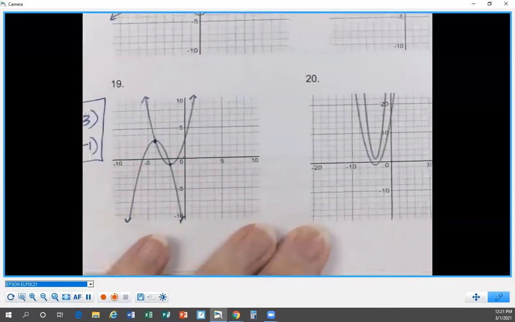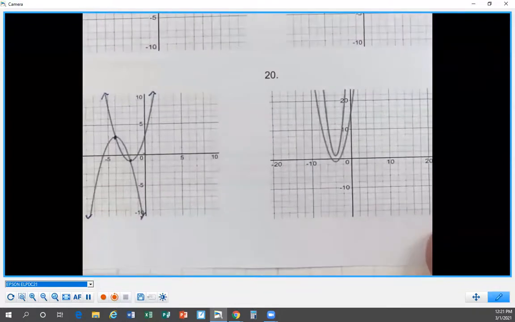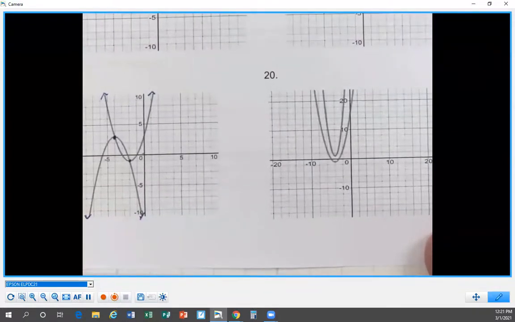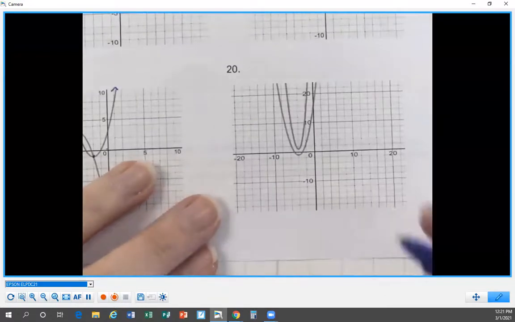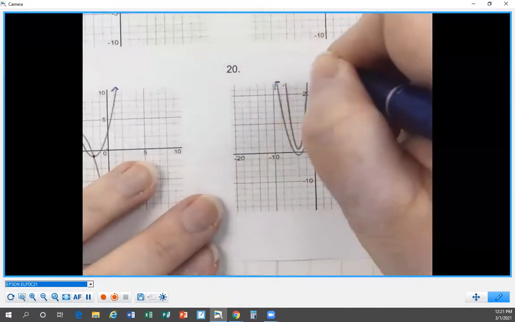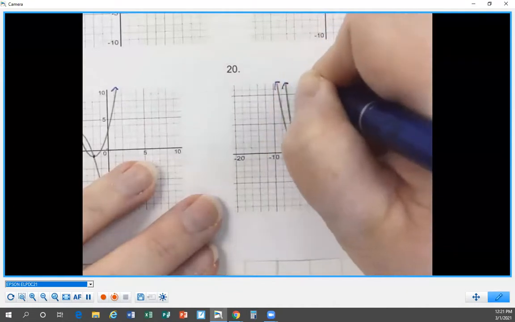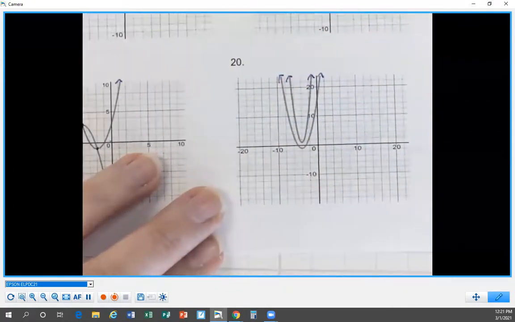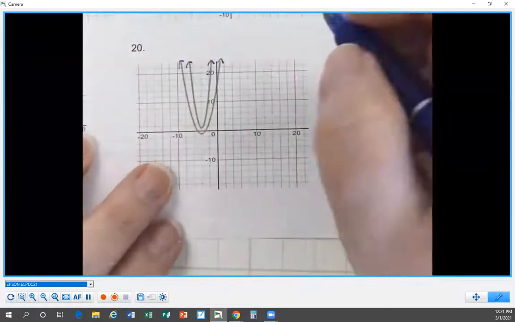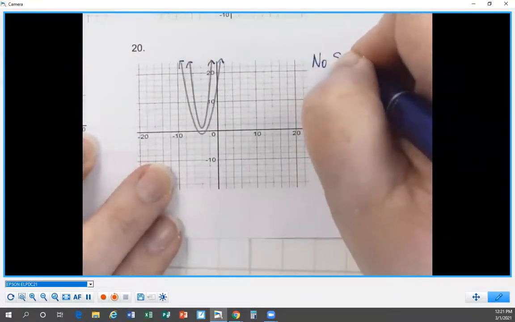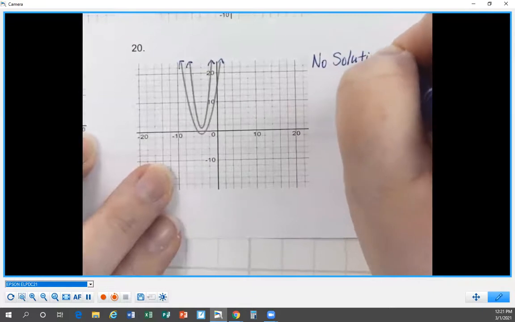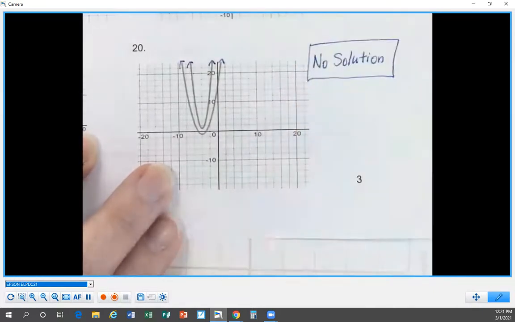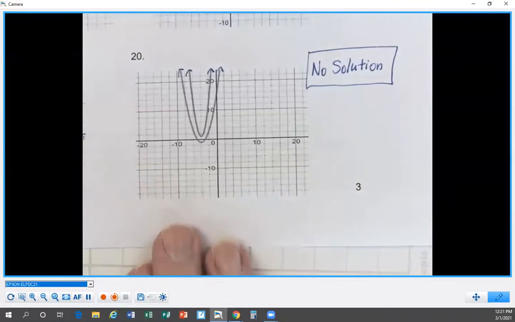Okay, and then when we look at number 20, we have two parabolas, but the more narrow parabola has a vertex that's higher than the wider parabola, so they'll actually never intersect. This one goes up forever, but it's wider. This one goes up forever and it's more narrow. So they're not going to intersect ever. So no solution. Okay, so that is finding a solution when given the graph.